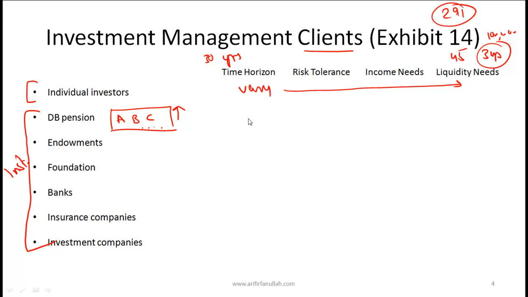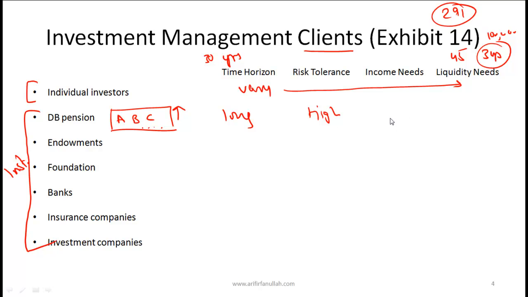Now typically the time horizon for this is long term. So you might have your liability due in a number of years, so you want your asset to grow in order to meet that liability. The risk tolerance is usually high. So usually when the time horizon is long, the risk tolerance is relatively high.